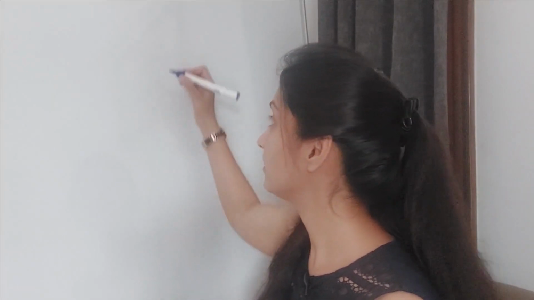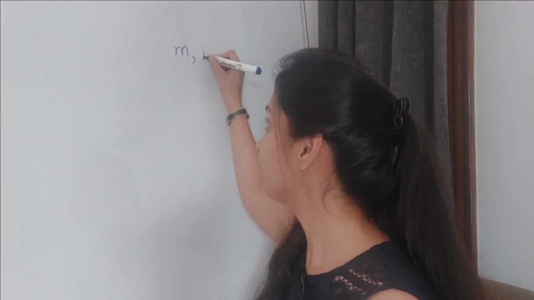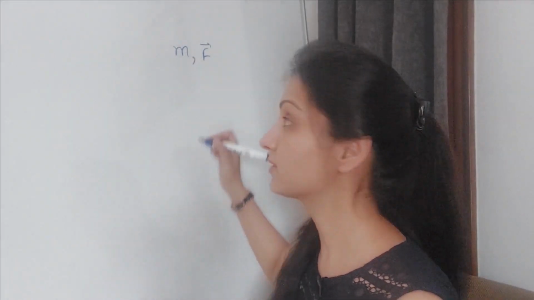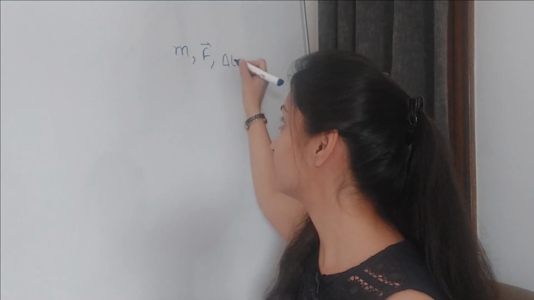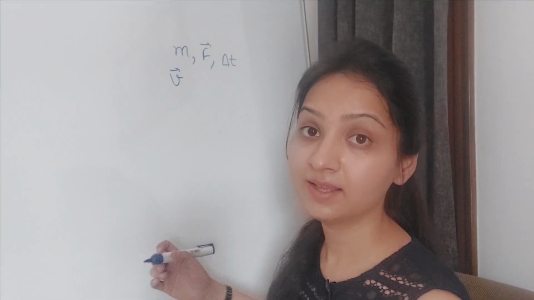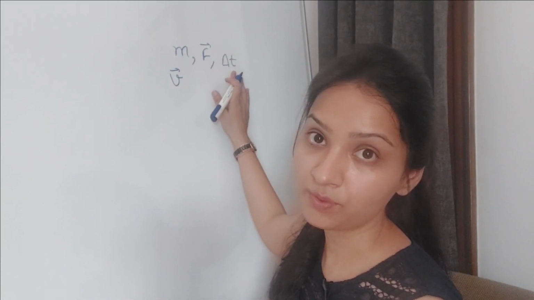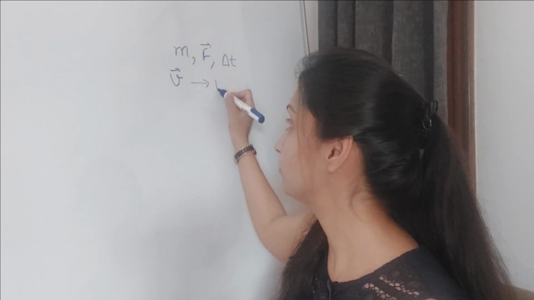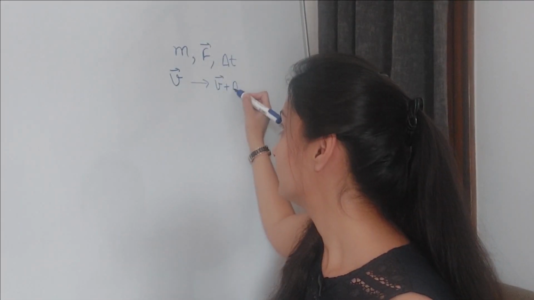So if you have a body of mass m and a force F is acting on this body for some time interval, say delta t, and if the initial velocity of the body is v, then under the influence of this force, this velocity will change to v plus delta v.